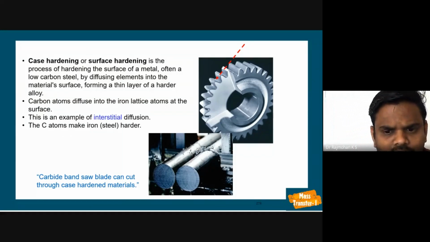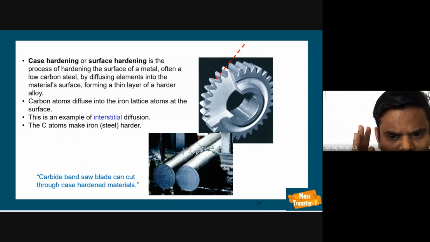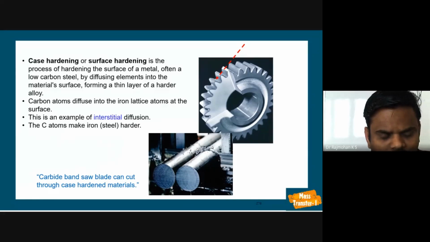Sometimes it even reacts to make an alloy, and it will serve as a coating. So instead of having a paint coating, we have this layer of the metal itself. That way it diffuses from the internal region to the surface and forms a thin layer. So these carbon atoms are diffusing through the iron lattice atoms at the surface. This is actually one of the examples of diffusion in solids.